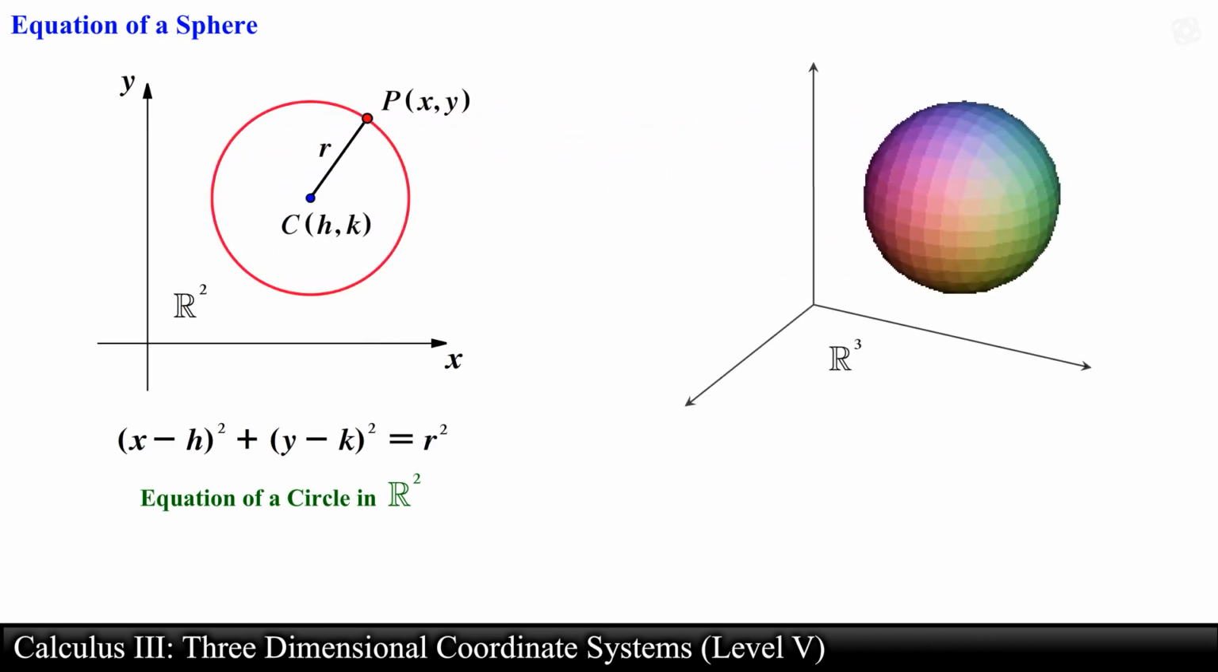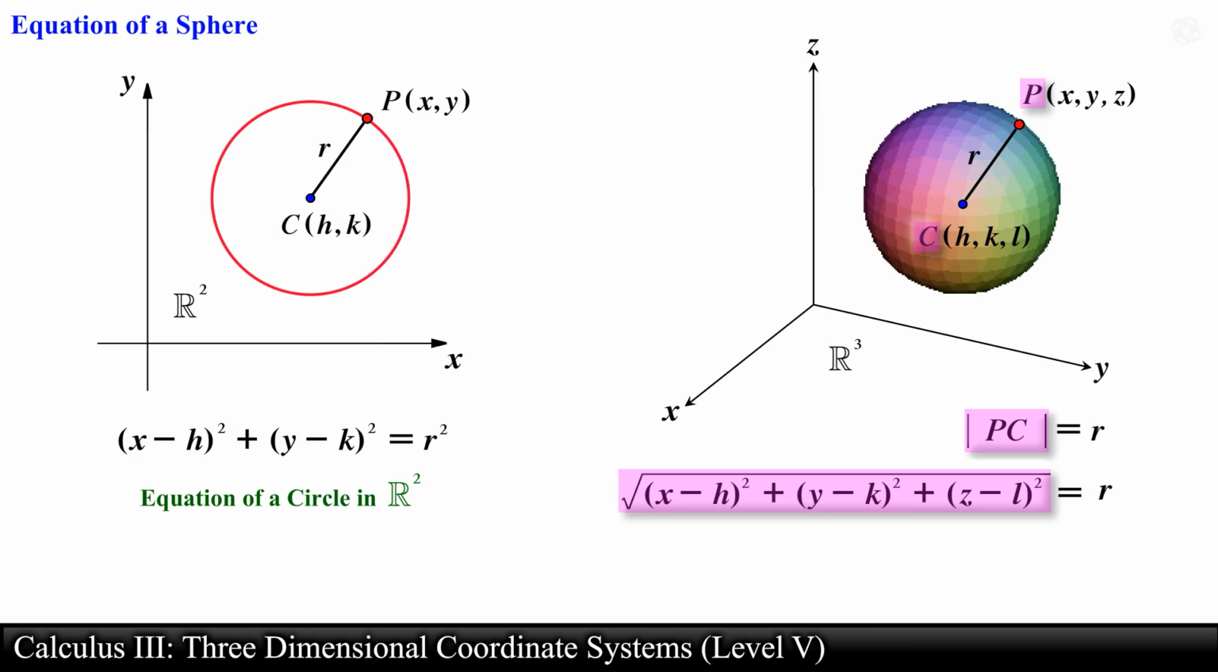Analogous to the definition of a circle, a sphere with center (h, k, l) and radius r is defined to be the set of all points (x, y, z) such that the distance between (x, y, z) and center (h, k, l) is equal to the radius r. Mathematically, we can express this as follows. The distance between P and C can be found by using the distance formula for 3-dimensional space. We substitute the expression for the distance of the line segment PC with the following. The square root of the quantity x minus h squared plus the quantity y minus k squared plus the quantity z minus l squared equals r.